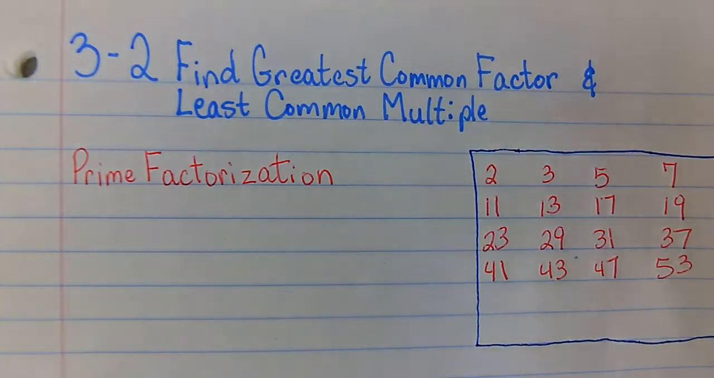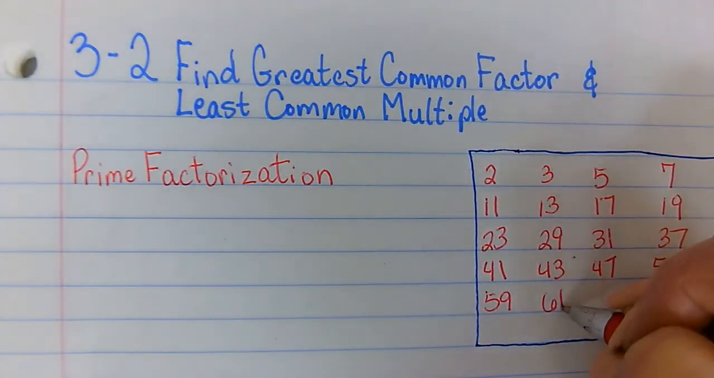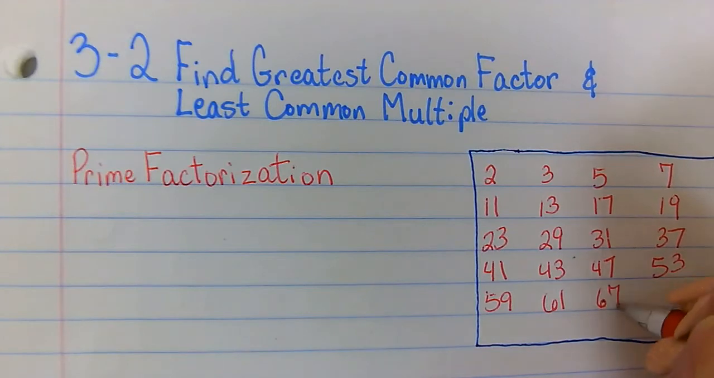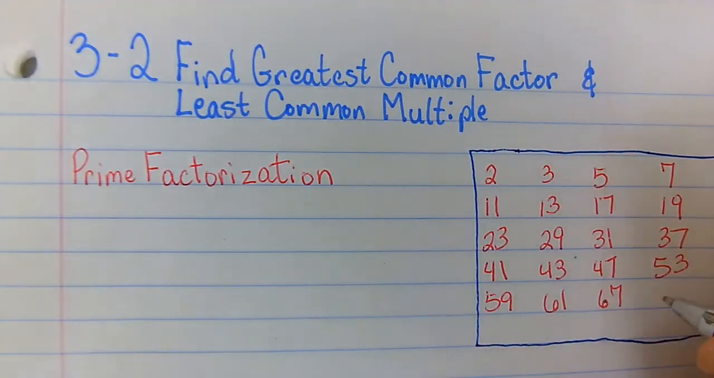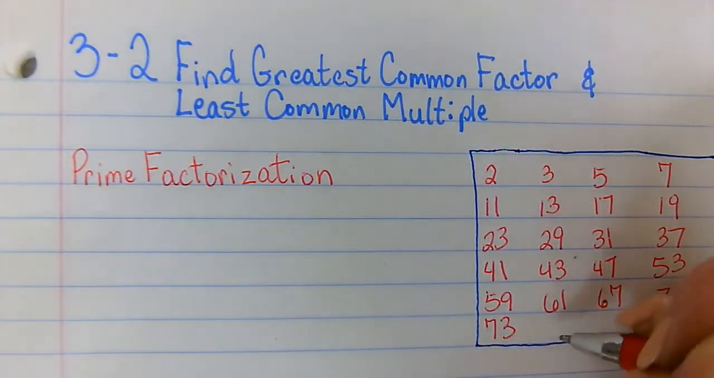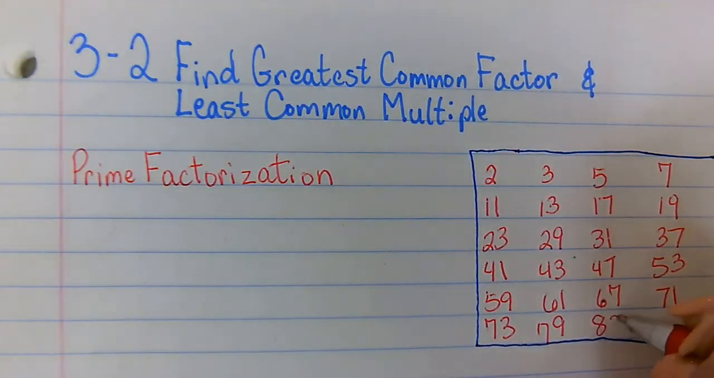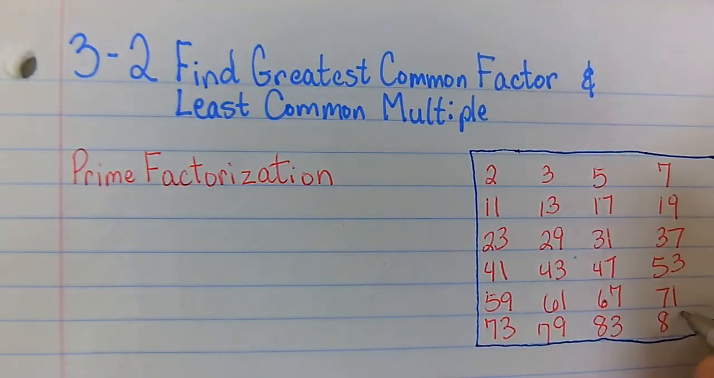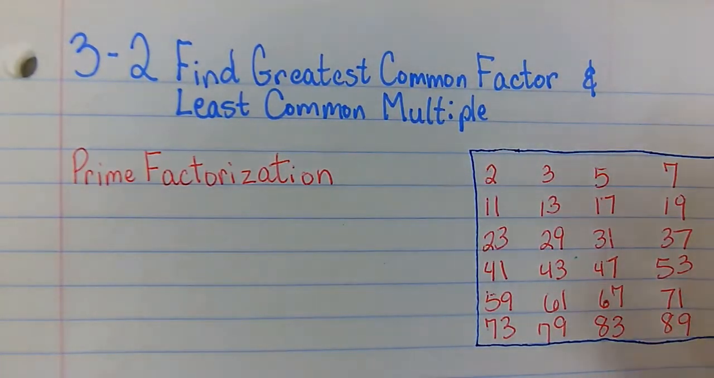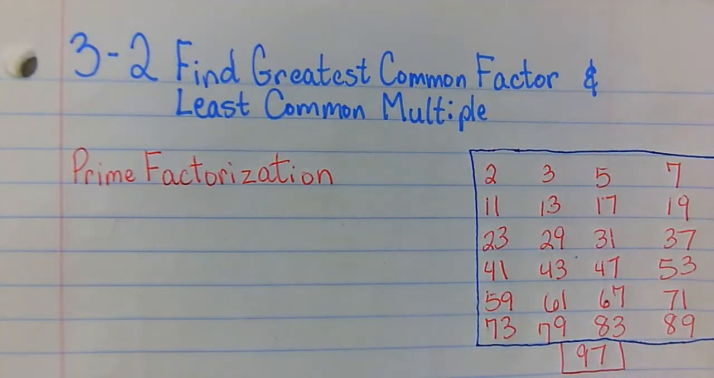We also have 59, 61, 67, we have 71, 73, we have 79, 83, 89, and I'm just going to add another little box down here. There's one more, and that is 97. These are all prime numbers, meaning the only thing that goes into them is 1 and itself.